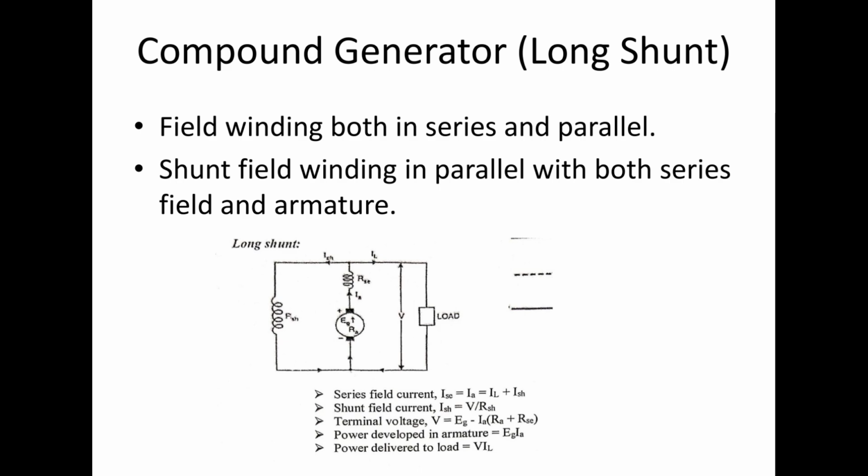Note: in all cases, power loss due to resistance is I squared R. Voltage drop occurs in the armature and field winding. Efficiency depends on how much of the generated power reaches the load.